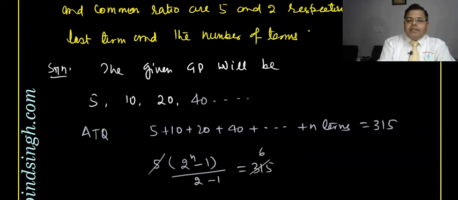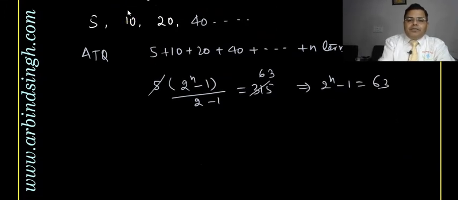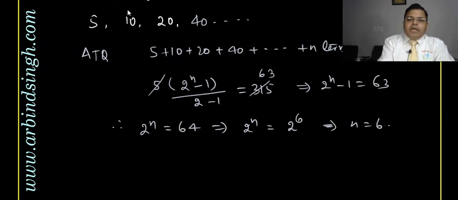5 can cancel this: 5 times 63 is 315. Now 2 to the power n minus 1 is 63, because 2 minus 1 is 1. So 2 to the power n is 64, that is 2 to the power 6, and therefore n is equal to 6. And last term t6 is equal to a r to the power 5, where a is 5 and r is 2, so 2 to the power 5 is 32.